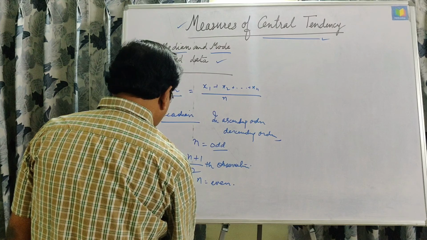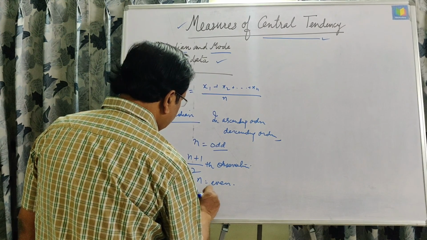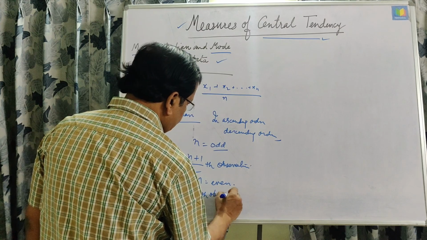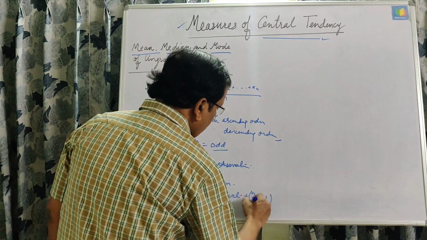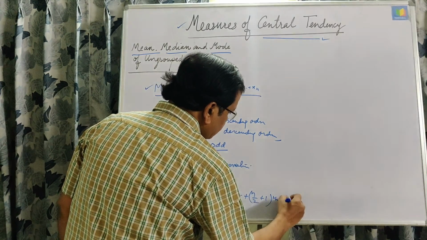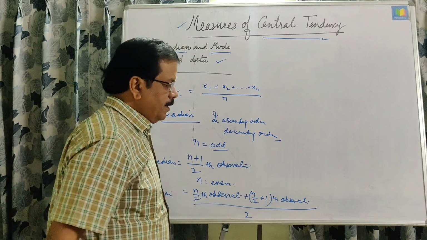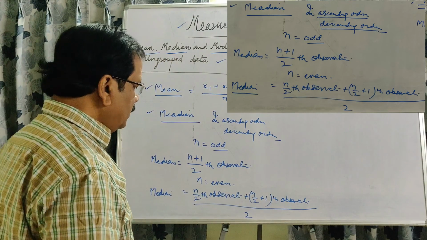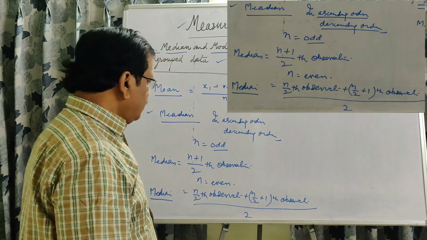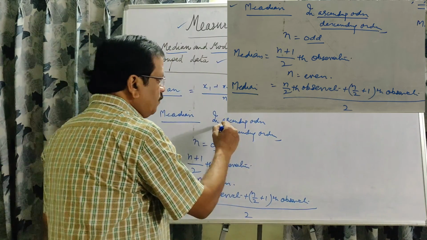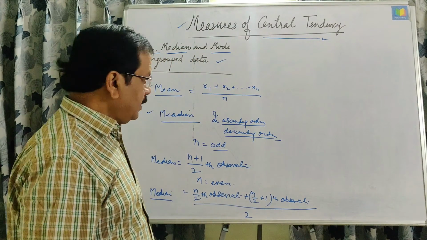in this case, the median will be the n by 2th observation plus the (n by 2 plus 1)th observation upon 2. That is, the average of these two observations will be taken as the median. But this thing is very important, that first of all we should write the given data in ascending or descending order.